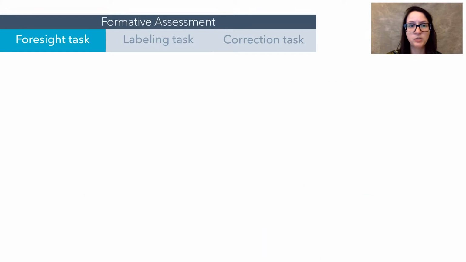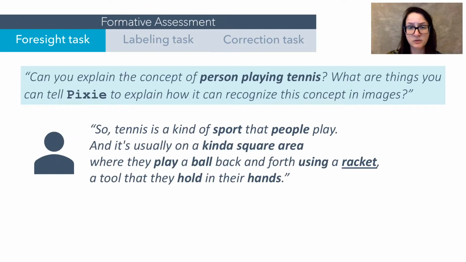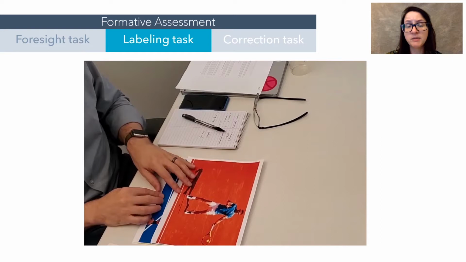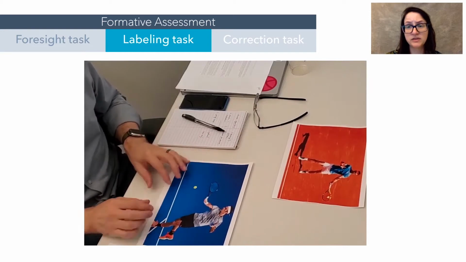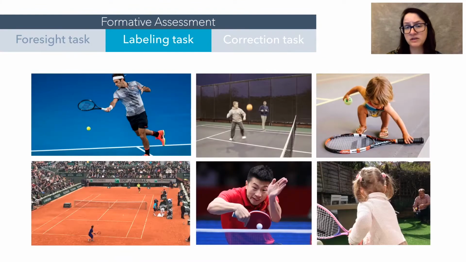We first started with a really open-ended prompt, asking them to freely explain the concept to Pixie. Based on their responses and any new concepts introduced, such as racket in this example, Pixie could ask for more details from a small scripted list of possible questions. Then we gave them image printouts and asked them to identify the target concept and what elements in the image justify that decision, using a set of positive, negative, and borderline examples.